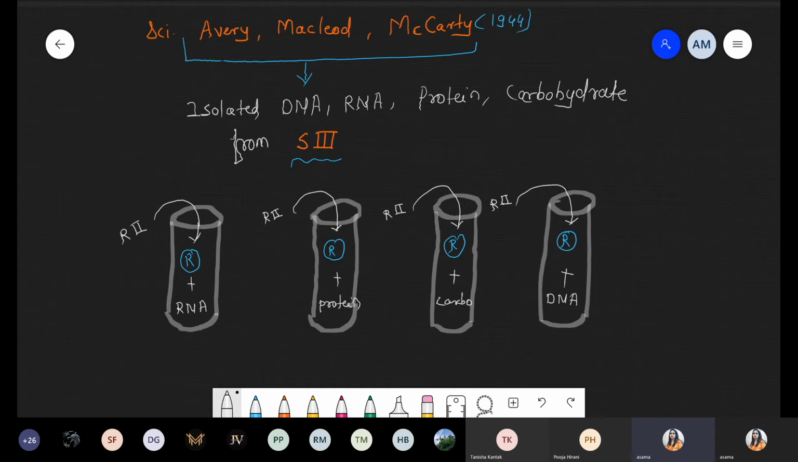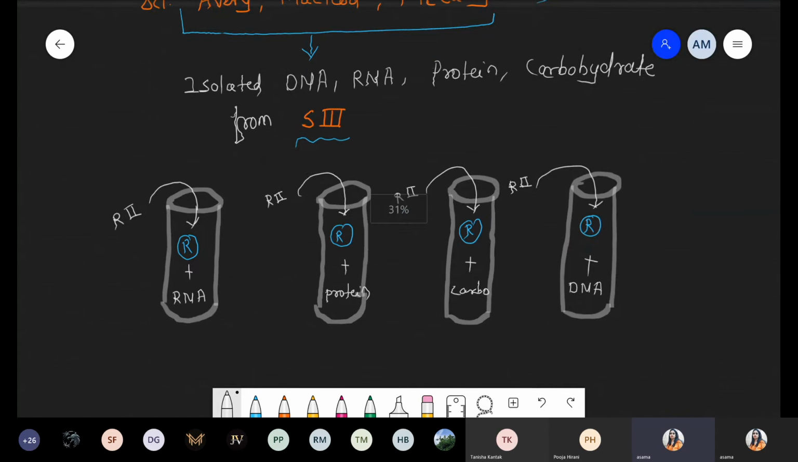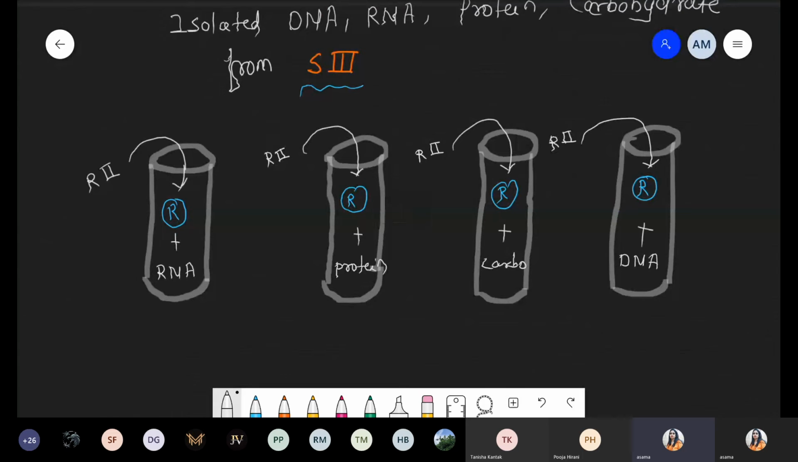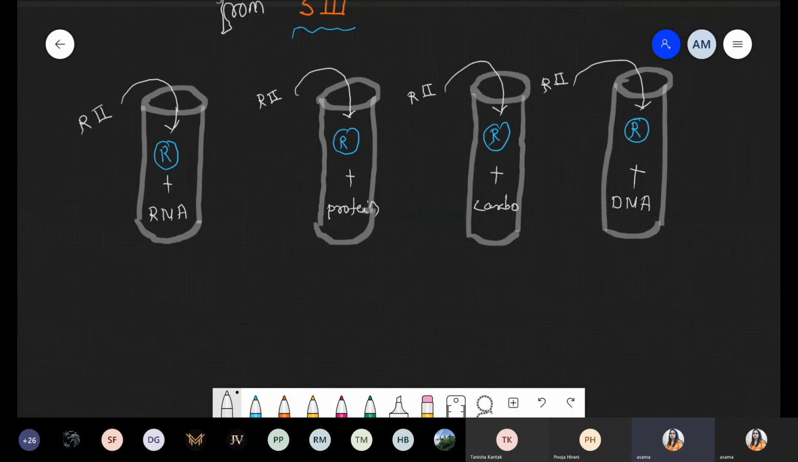So he selected DNA, RNA, protein, carbohydrate from the smooth strain, and he added living R2 strain. Because what did we see? What is the conclusion? There is an uptake of that chemical, and due to that chemical, that R strain is converted to smooth strain. There is a formation of capsule around that cell, and it has become pathogenic. So to explain that experiment, he added R strain in all the individual test tubes, and one by one he added RNA, protein, carbohydrate, and the DNA.